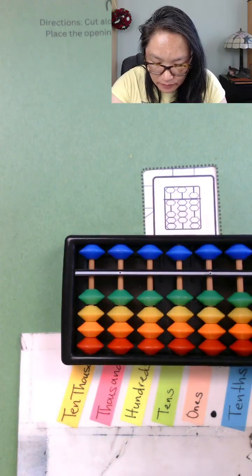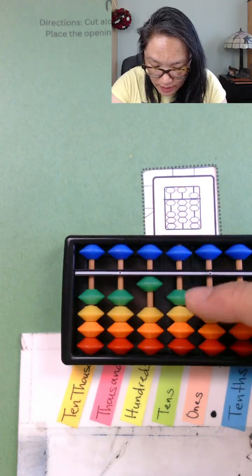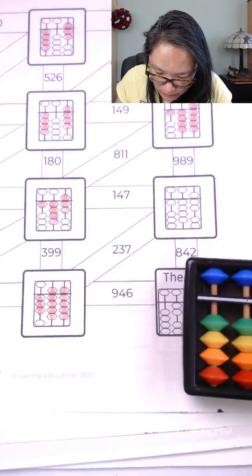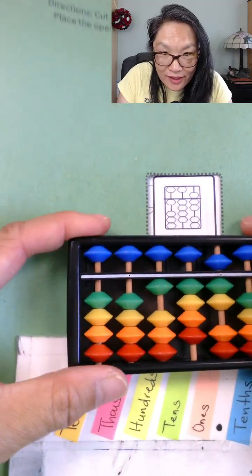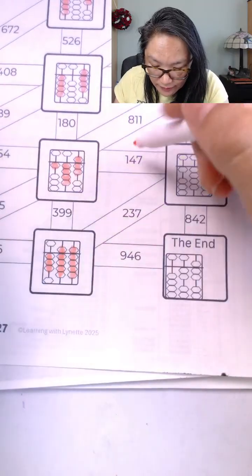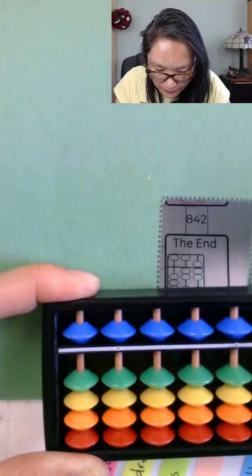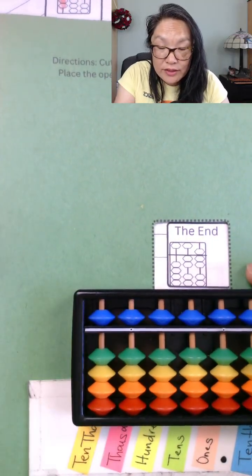Okay, so we have 100, my hundreds, my tens. Did I do this again? I did that again. Yes. I got to do this one again. Okay, so what's our final answer?